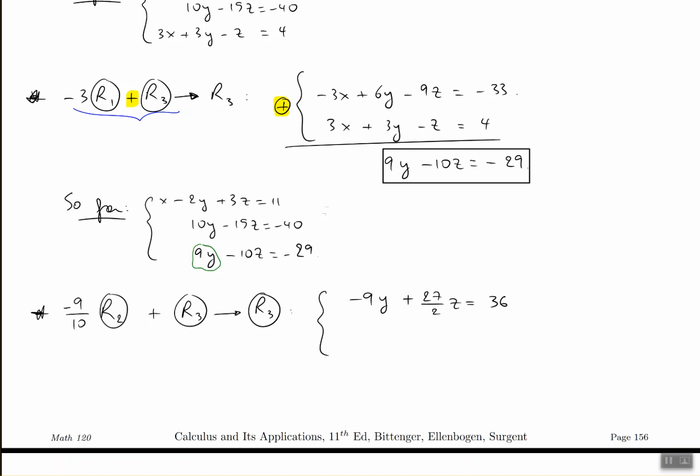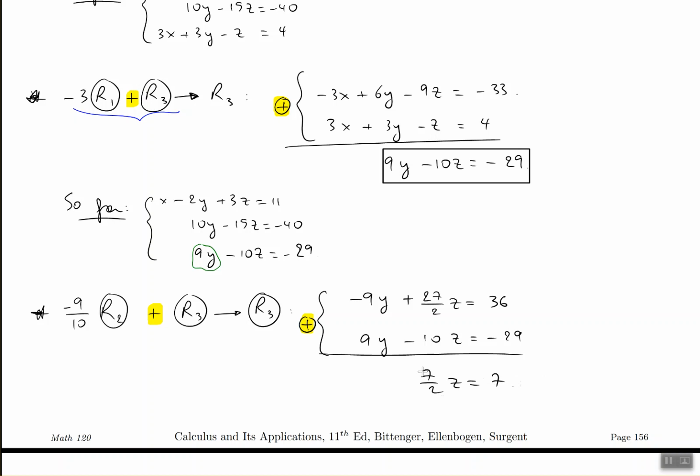Now remember, the third equation is already the same, so I'm just going to copy it down: 9y minus 10z equals -29. And I'm going to go ahead and add the two equations with one another. When I do that, what's my solution going to be? Again, you can use your calculators to do this step. So I get 7/2 z, and then I get 7 on the other side. Oh, sorry, I meant to say 7 on the other side.